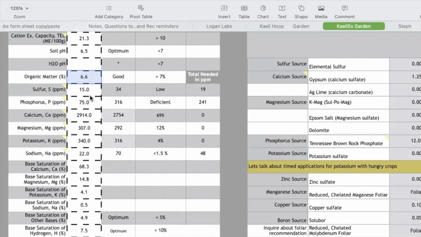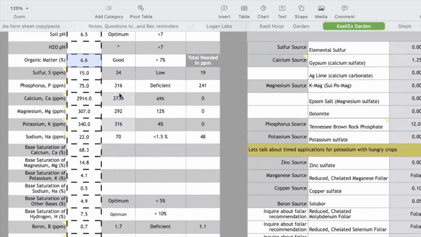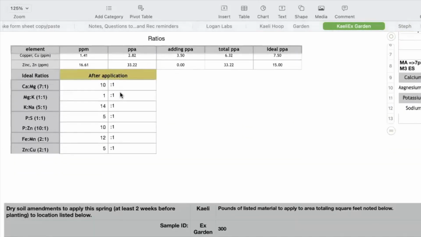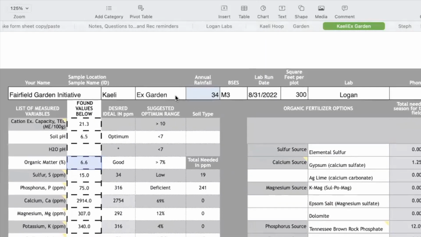We certainly want to make sure that that sulfur is moving up a little bit. And so we'll get some, whether that's with a gypsum or, let's see, sorry if this makes your head spin. Yeah, we're going to just do a little bit of gypsum. This is a small area, 300 square feet.